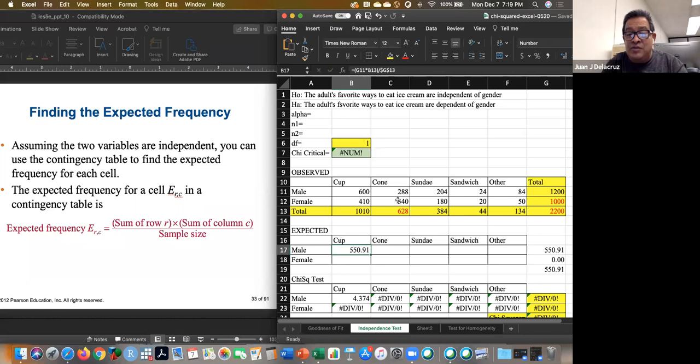To find the second observation, I'm going to do the following: equal the sum of the row times the sum of the column. In this case, the column is different, so it's the second column. So I'm going to divide it by the sample size. So I can do it one by one.